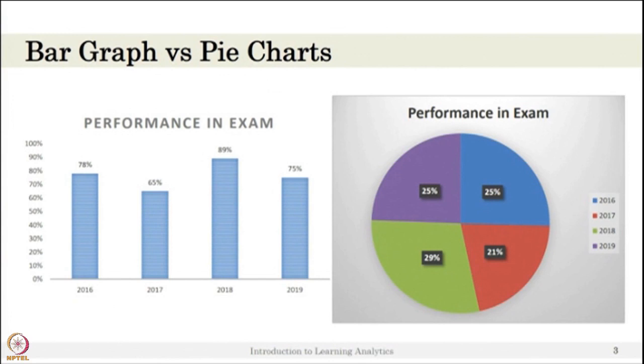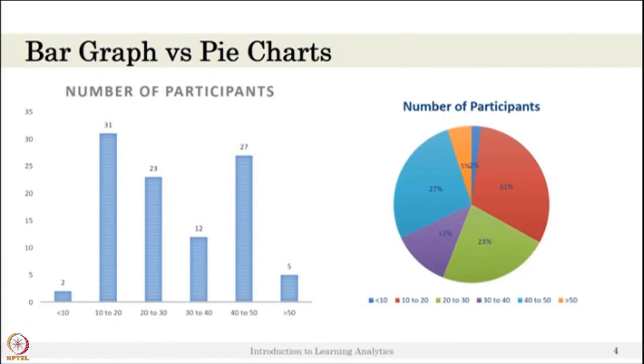We can't make out what this data represents, because a pie chart represents the percentage of value in the whole. It is not representing the values over a period of time. So when you represent data over a period of time, don't use a pie chart, please use a bar chart. However, look at this example where we show the number of participants who participated in a survey you conducted, or the number of participants who used the app you created.